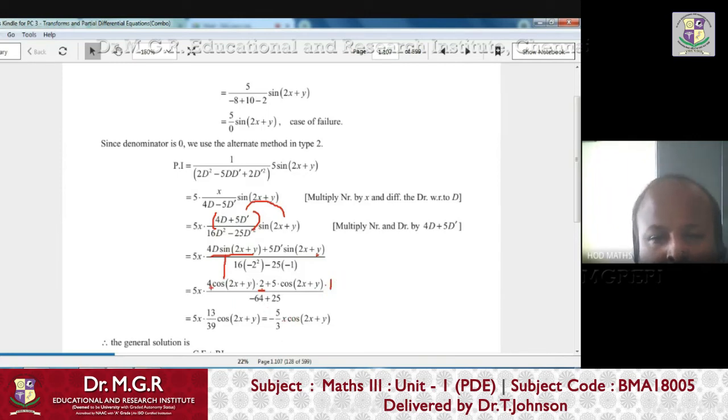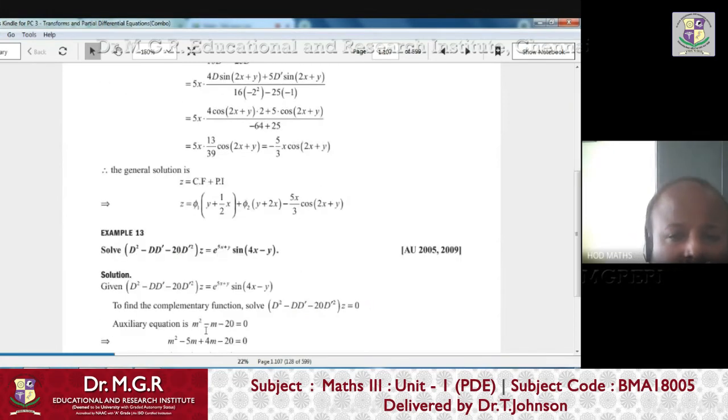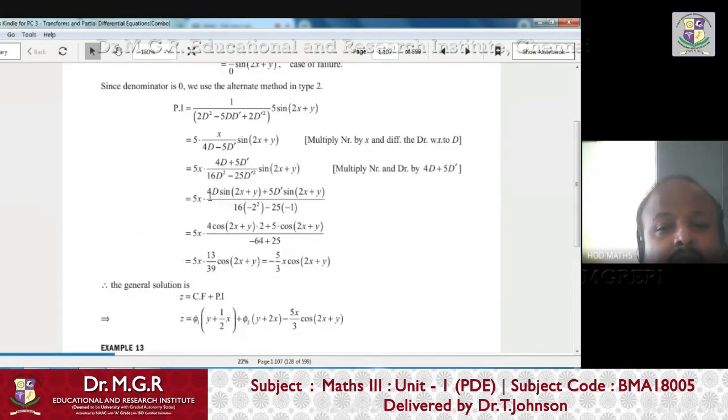This is 4 times cos. So 4 into 2, 8 times cos. There, 5 into 1, 5 times cos. So 8 plus 5, 13 times cos. Right? So you are getting a nice answer here. So this is the final solution.